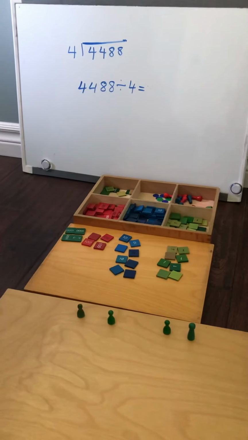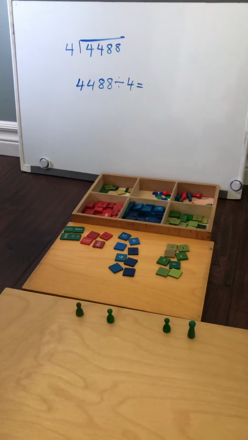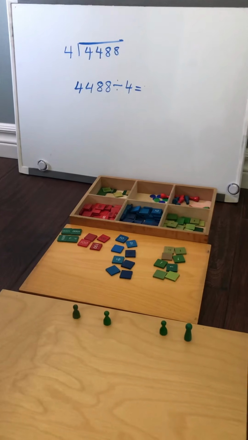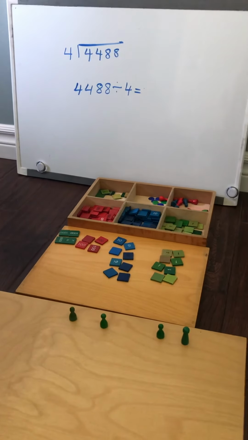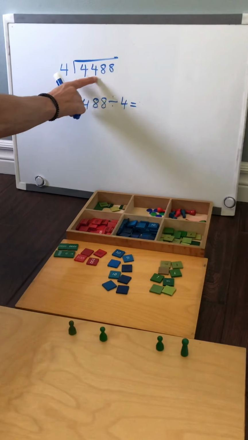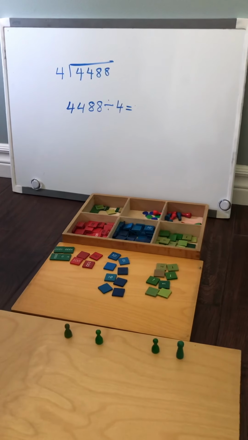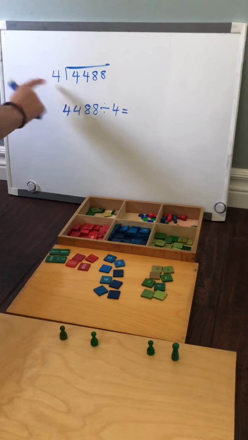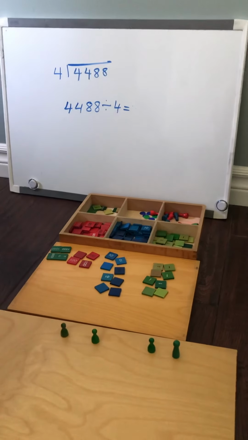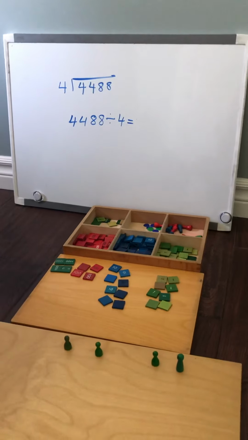Hi boys and girls. So this goes with the word problem that Keon wrote about Finnegan and Finnegan's Pokemon cards. So Finnegan has 4,488 Pokemon cards and he wants to divide them among 4 books. So obviously we're sharing equally, so this is going to be division.